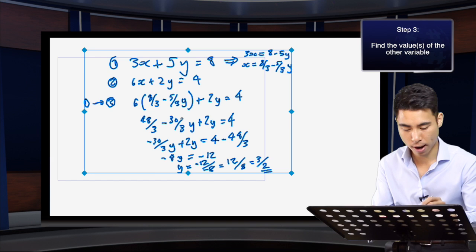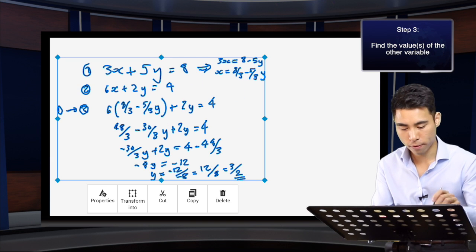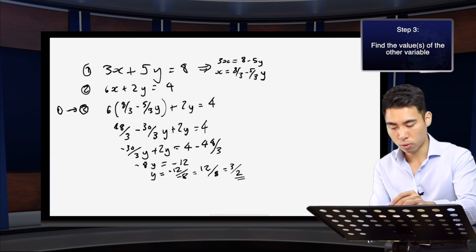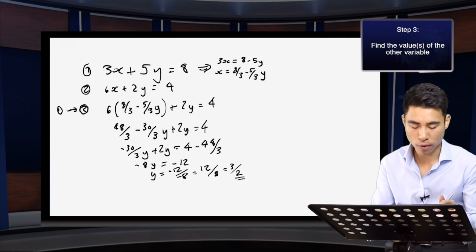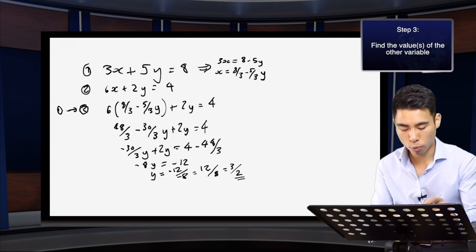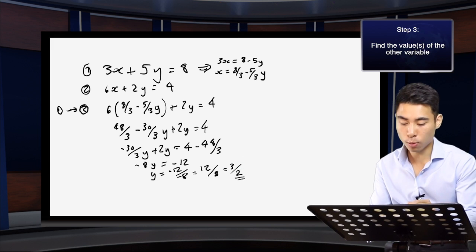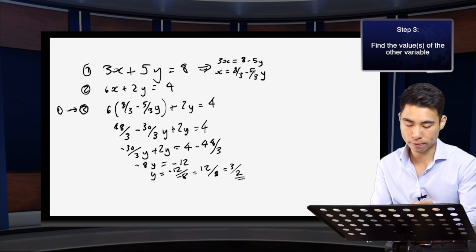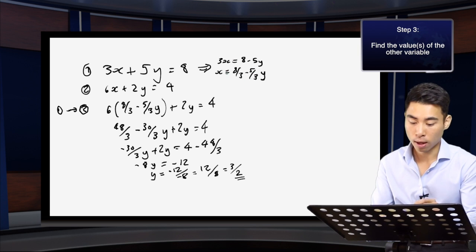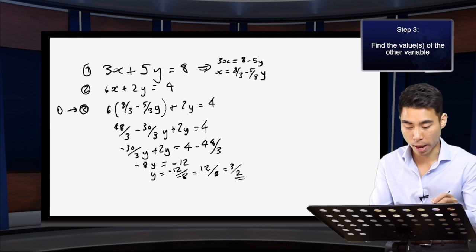Okay, so we've now found our y value. We need to find our x value. How do we do that? Okay, we've got y equals 3 over 2 here. I can choose any one of these equations to substitute my y value into, and then I can solve that to get my x value out.